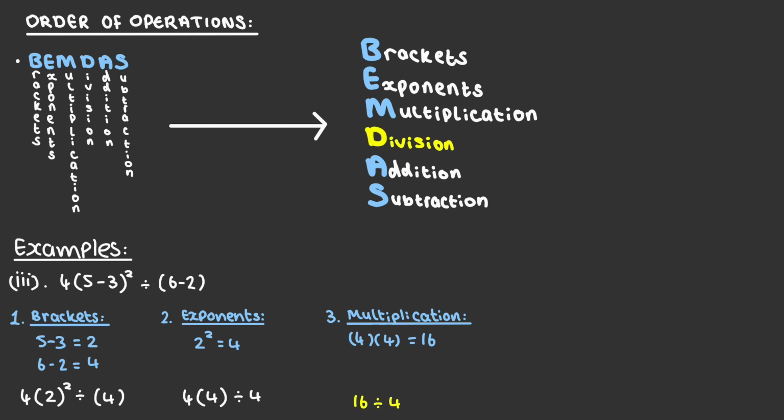Now, the division operator is the only one remaining. So calculating 16 divided by 4, we get 4.